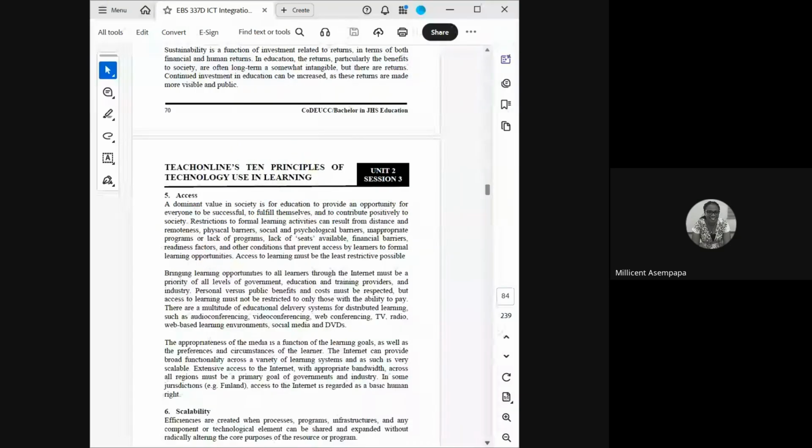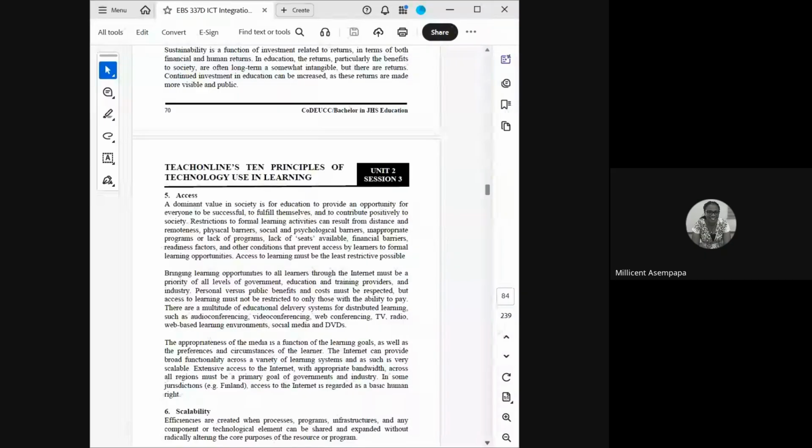Education and training providers and industries, personal versus public benefits and costs must be respected, but access to learning must not be restricted to only those with the ability to pay. It must not be restricted to only those with the ability to pay, even though that's what is happening. You go to private schools, they have computer labs connected to the internet because they can pay. You go to public schools, they don't have because they can't afford.